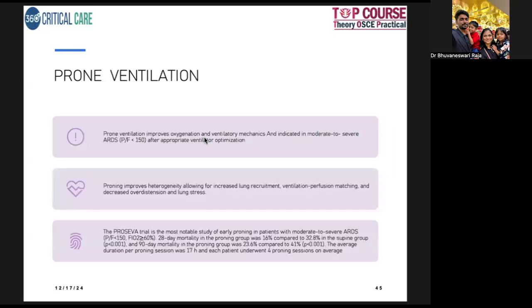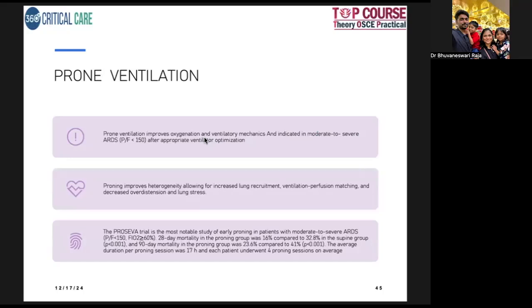Coming on to prone ventilation. We all know that prone ventilation improves the oxygenation and the ventilatory mechanics, and it is mainly indicated during moderate to severe ARDS after appropriate ventilator optimization. So it improves the heterogeneity, allowing for increased lung recruitment, ventilation perfusion matching, and decreased overdistension and lung stress.